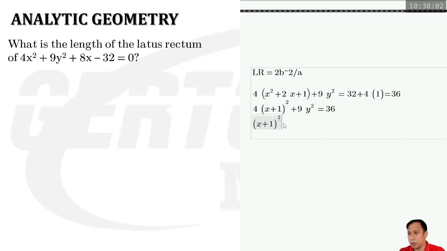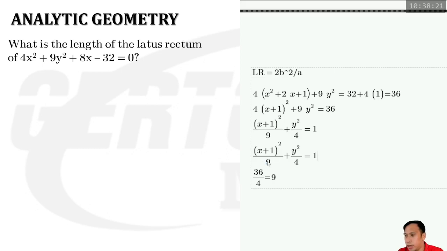Then simplify, ito is x plus 1 squared over 36 over 4. Pila man ang 36 over 4? 36 over 4 is 9. So, 9, then ito, magiging 4, y squared over 4 equal to 1. This will become 3 squared, then ito is 2 squared. So we can say that A is equal to 3, B is equal to 2. So question, pila man ang LR?